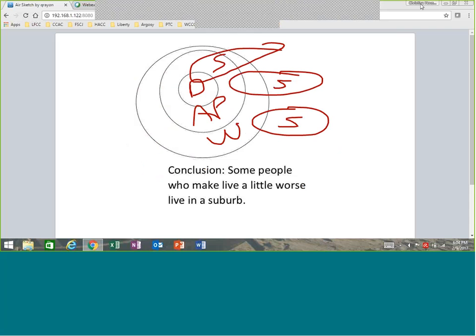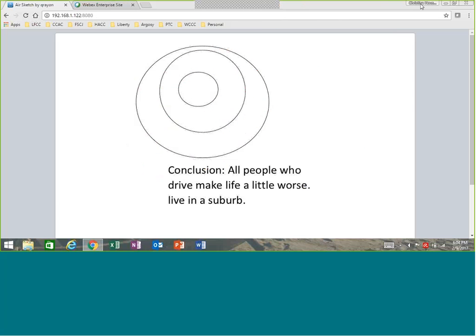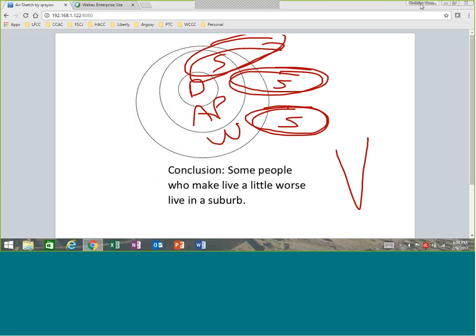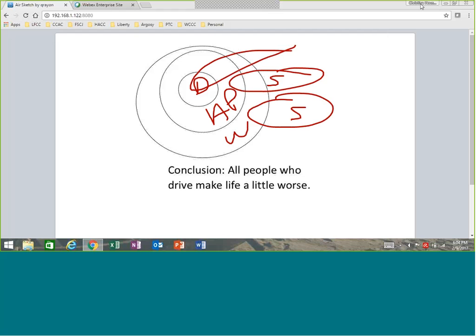That means that the suburb circle is intersecting the worse circle for all the possibilities. And that's what we have here. This is intersecting the worse circle, this is intersecting the worse circle, this is intersecting the worse circle. So we actually found one with a "some" that's valid. And I know we're running out of time, so we're almost done here though. So drive, air pollution, makes life worse, lives in a suburb, lives in a suburb, lives in a suburb.